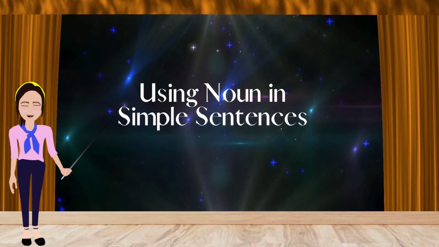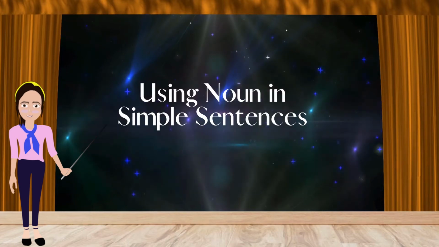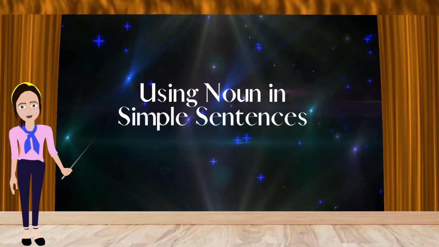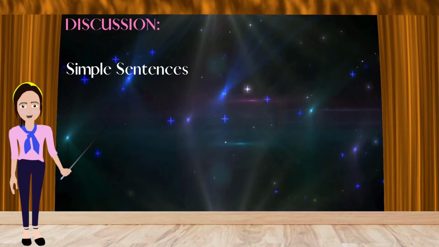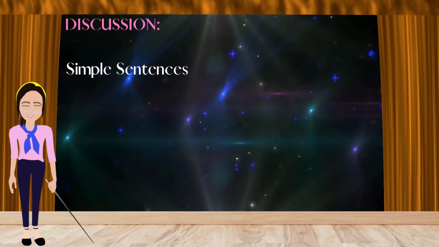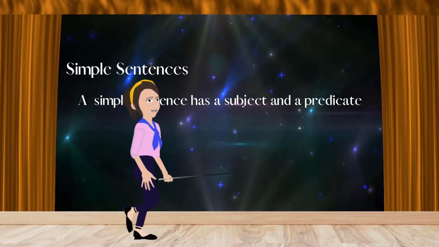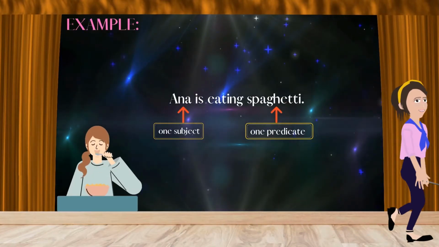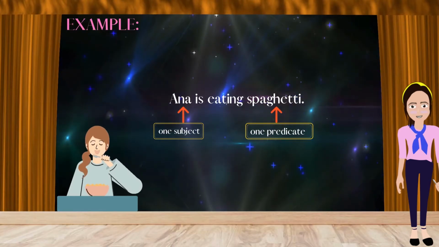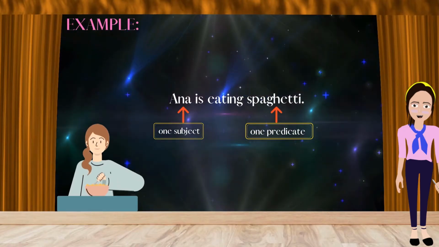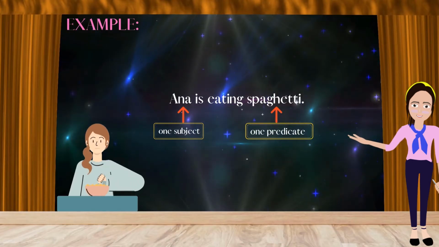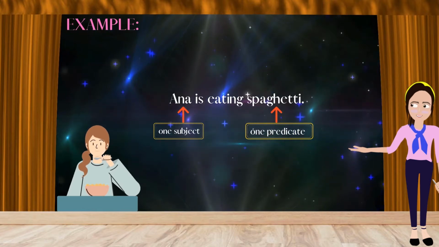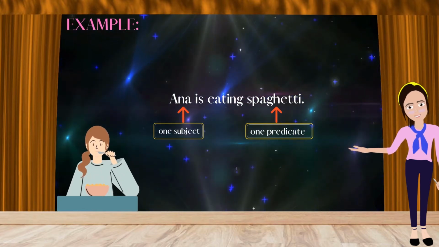Now, let us learn about simple sentences. Do you want to know how to use nouns in simple sentences? But before that, we will first define what a simple sentence is. A simple sentence has a subject and a predicate. Anna is eating spaghetti. This is an example of a simple sentence. It has one subject, Anna, which is a name of a person, and one predicate, is eating spaghetti.